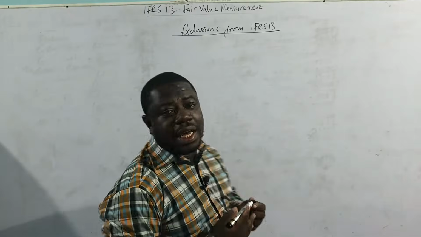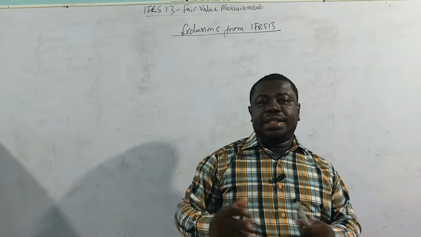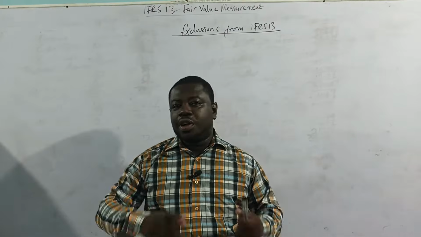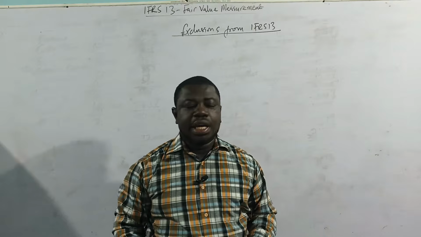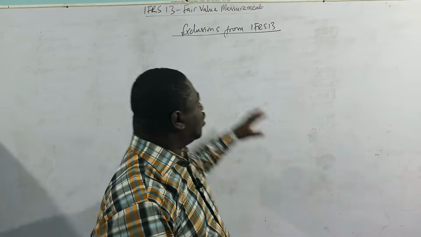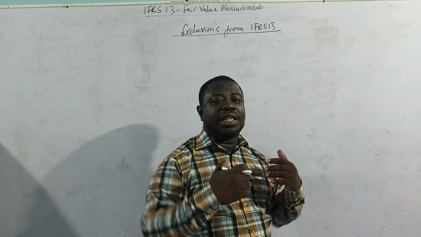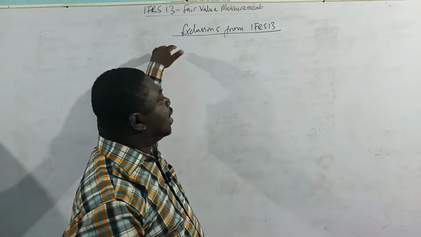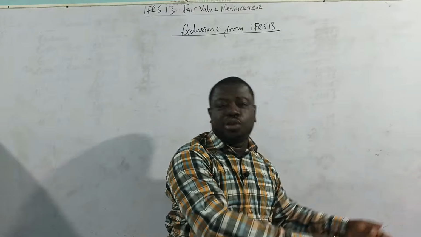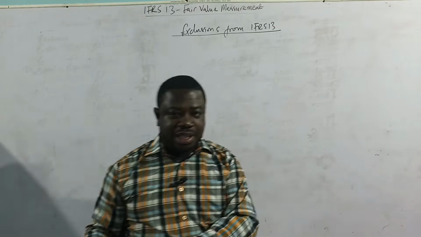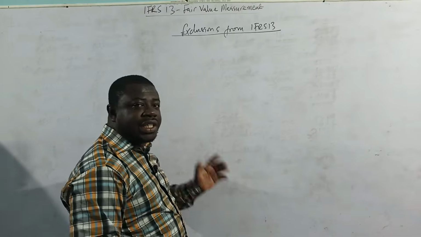So we are saying that the scope is that it defines fair value and then sets out a framework for the measurement of fair values for assets, liabilities, and an entity's own equity. Nonetheless, there are some exclusions from IFRS 13, and the exclusions help us to understand the basic concepts that are in the standard itself, because when you know what it is not, then you understand what it is better. You understand? So let us look at exclusions from IFRS 13.